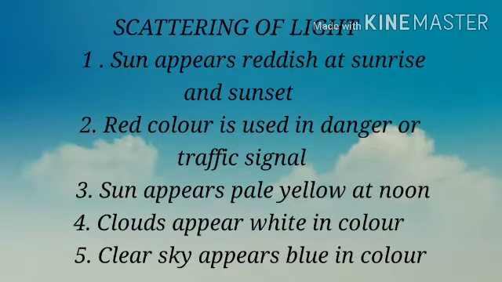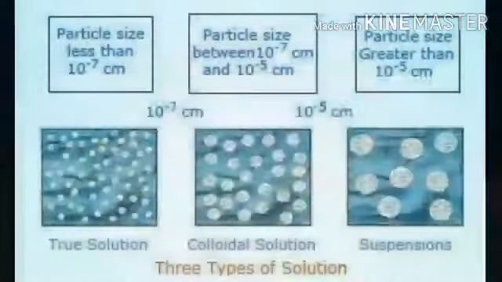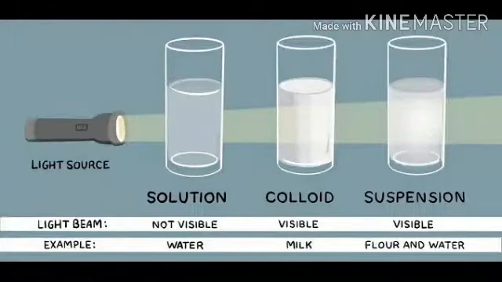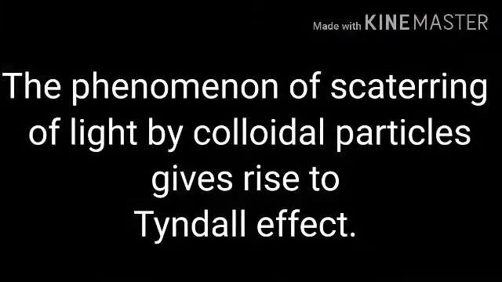Apart from that, children, in your earlier class you have studied in your chemistry that there are three types of solution: true, colloidal and suspension. When the light is passed through these solutions, the path of the light becomes visible when it passes through the colloidal and the suspension. This particular phenomenon of scattering of light by colloidal particles gives rise to a special effect known as the Tyndall effect.